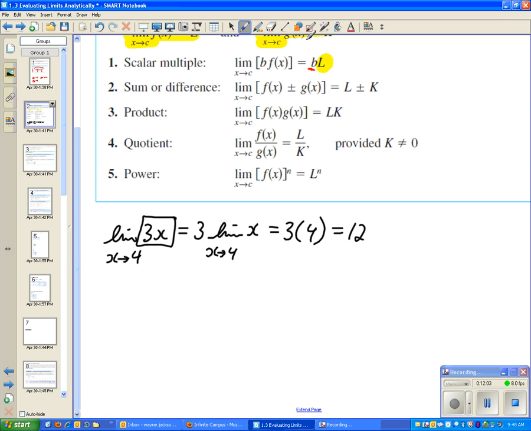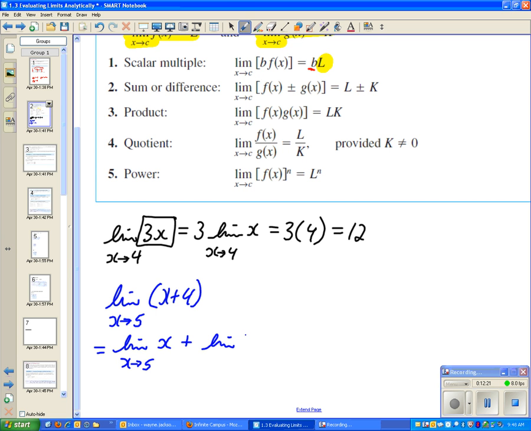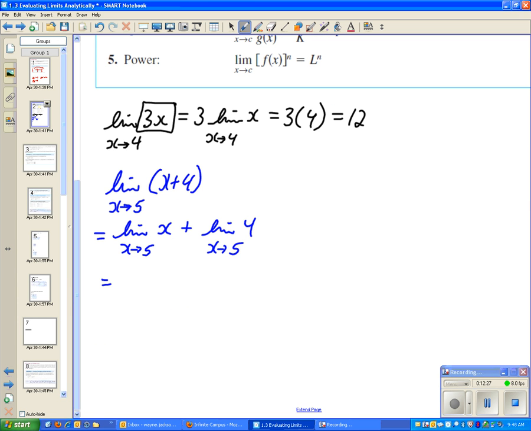Like this. If I had the limit of x plus 4 as x approaches 5, this property says I can write this as the limit of x as x approaches 5 plus the limit of 4 as x approaches 5. And we now know what the limit of x as x approaches 5 equals. It's 5. And we know what the limit of a constant is no matter what x is approaching. Could I have gotten this one just by substituting? Yeah.